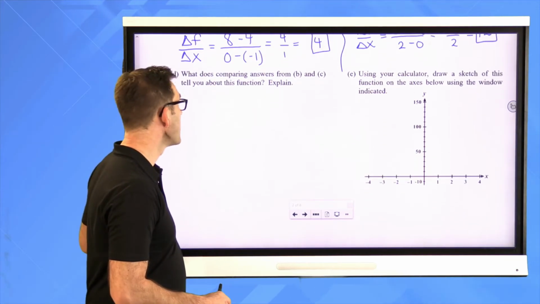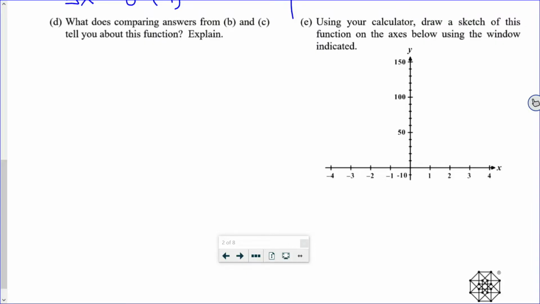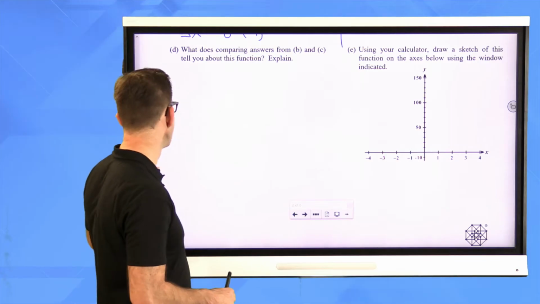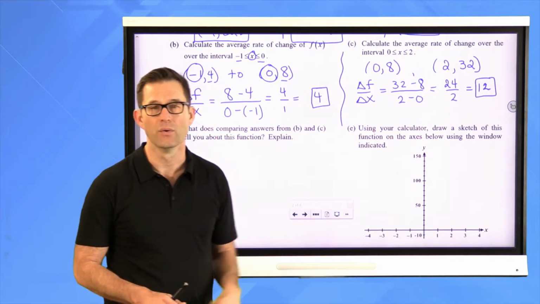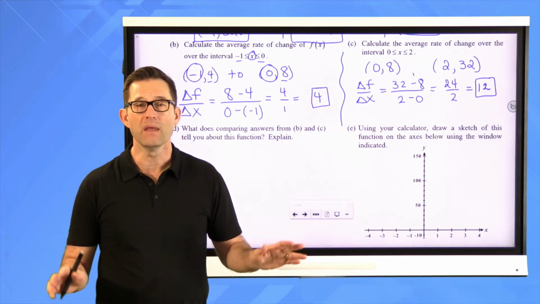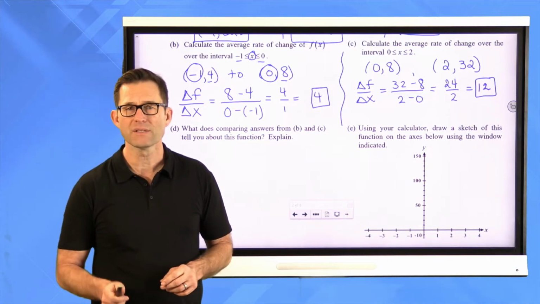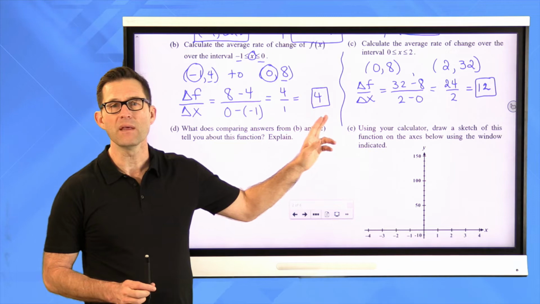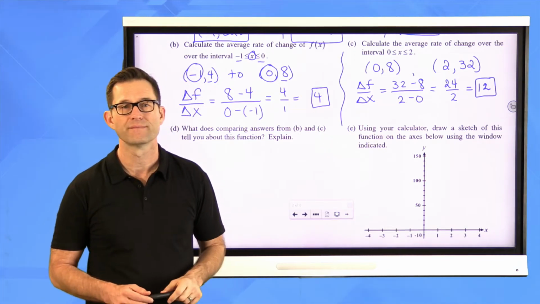Now, letter D is actually very important. Let's take a look. What does comparing the answers from B and C tell you about this function? Explain. All right, so I want to go back to this. I want to look at those two. Now, there's one thing immediately that it should tell us, and that's what I'm really hoping you get out of this. Pause the video now, and what does it immediately tell you that this value is 4 and this value is 12?